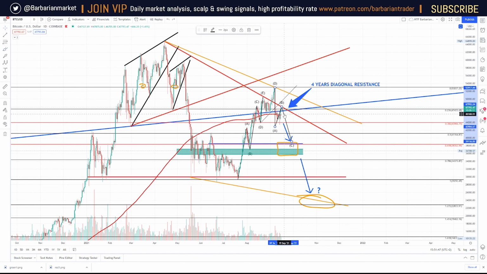Probably we'll have just a correction. Let's say that we'll have just a correction. We'll still do the second leg down. It's highly possible. Nothing is for sure in trading. Nobody has a magic ball. All we have is technical analysis and charts. So let's say that the second leg down is just a correction.